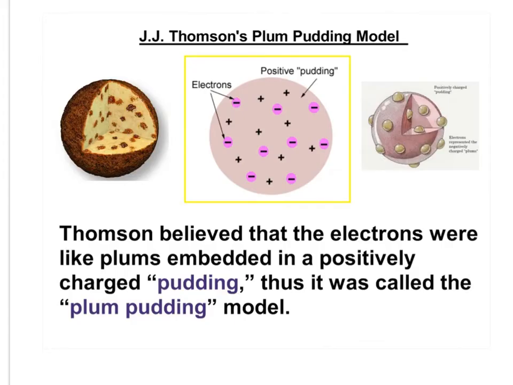So this is what JJ thought the atom looked like. He thought it was plum pudding. I guess the English eat a lot of plum pudding. He thought it was just this positive gel, and embedded were these negatively charged electrons. So we call his model the plum pudding model.